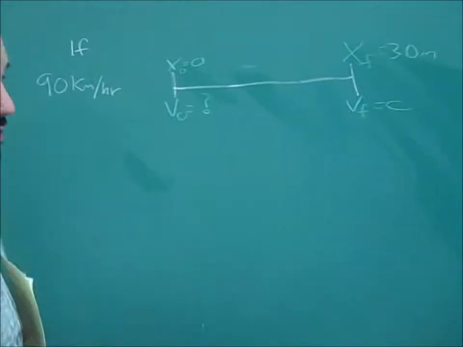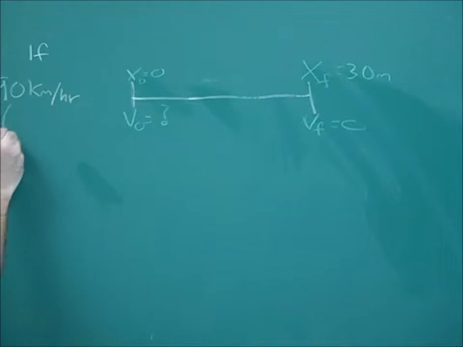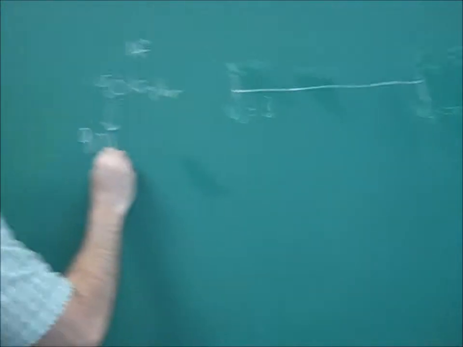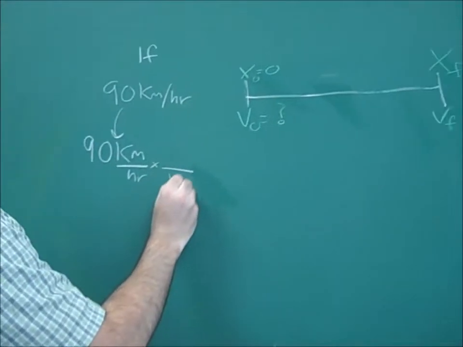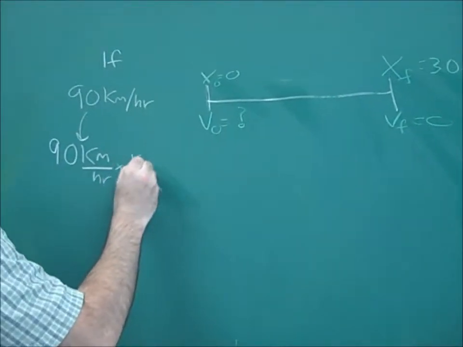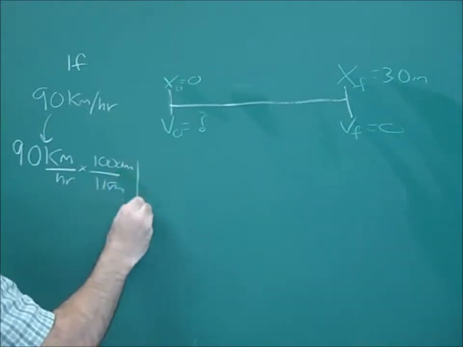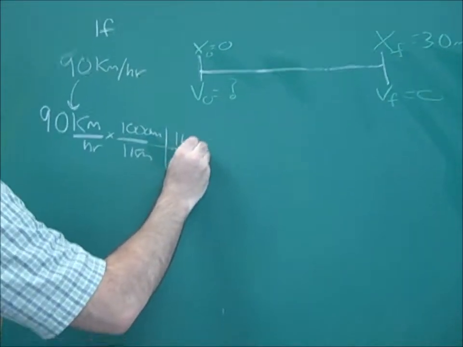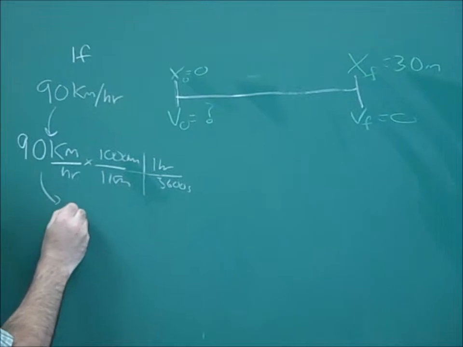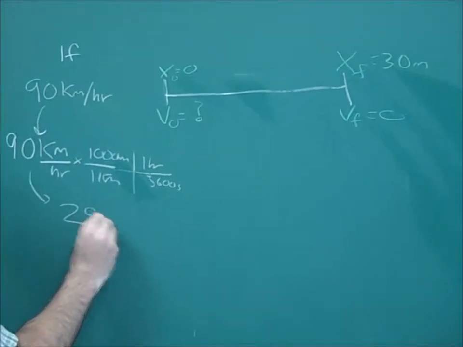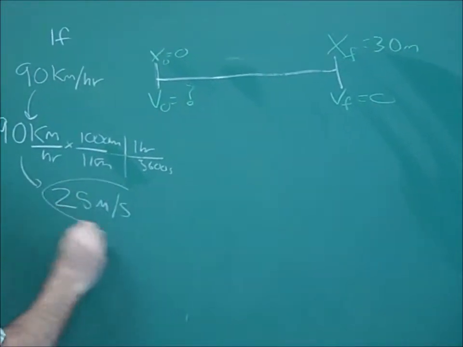Well, this gives us meters and seconds. This is in kilometers per hour. I'm going to convert this. 90 kilometers per hour. 1 kilometer is 1,000 meters. 1 hour is 3600 seconds. And 90 kilometers per hour is equivalent to 25 meters per second, which is actually my favorite number.